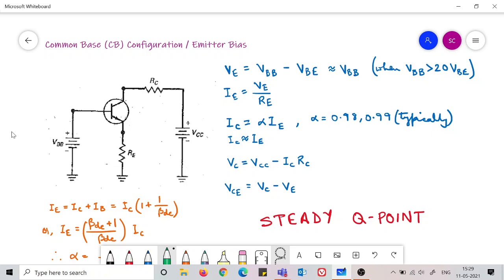You see here we are not trying to find out IB actually. That is the most important change that happens. IB is of course there, but we are not figuring out what is IB because there is no way to do that. If we need to find out what is IB, we need to have a resistance here so that we can calculate the potential drop across this resistance and then find out the current through that resistance. But there is no resistance in the base terminal. So it is not possible to find out what is IB.